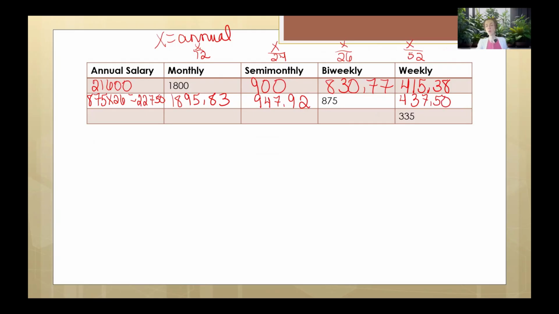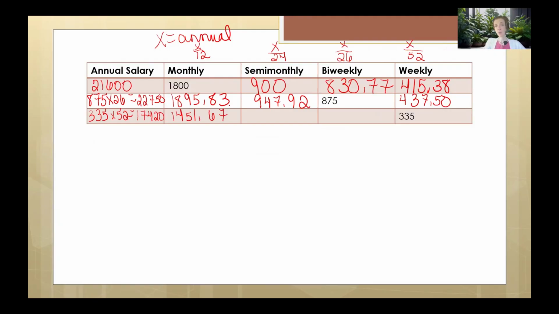Now in this row, they've given us the weekly, right? So we're going to multiply that times 52, right? To find our annual salary, which is going to give us 17,420. Then to find the monthly, we take the annual and divide it by 12, right? So we get 1451.67. And then we have our semi-monthly.